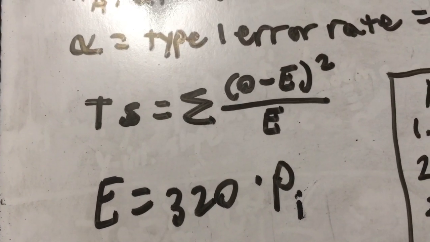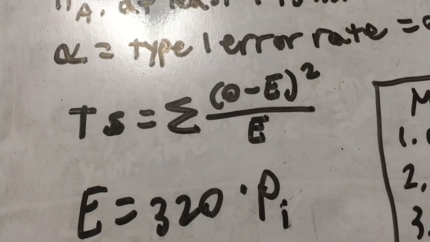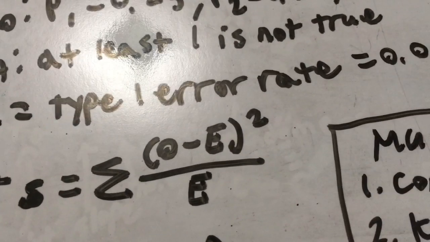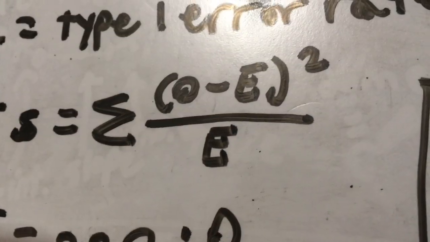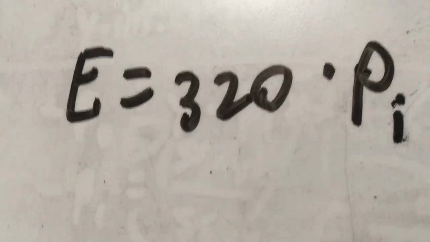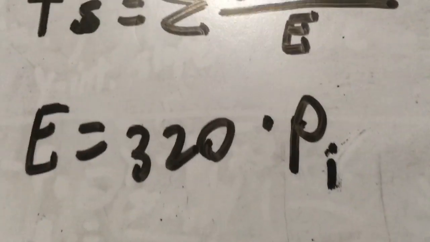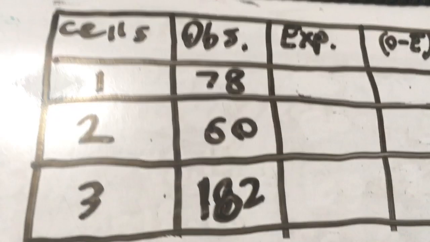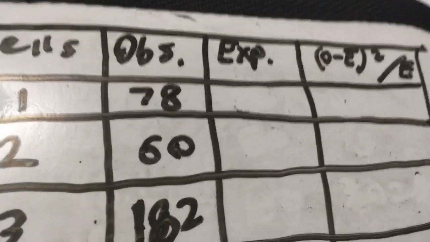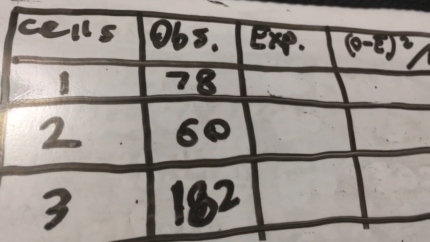And this is the value of E, what E is. The O stands for observed, which is what we see on the table here. And the E is the expected, which we calculate here with 320 times P, which will be each of these P's. So here we made a table, cells 1, 2, 3, they're observed, and now we will find their expected.